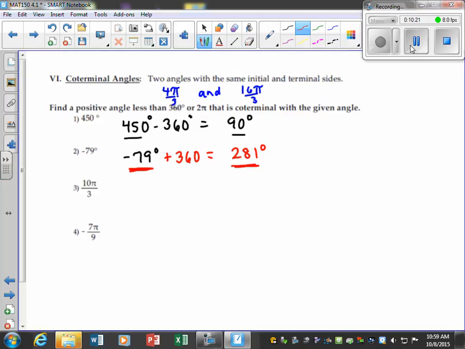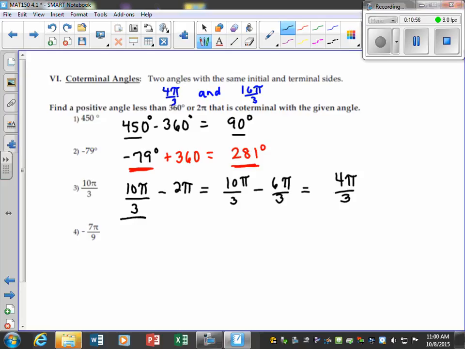Alright, this time we're going to be dealing with radians, so we want to answer in radians. If I am at 10 pi over 3, okay, and I wanted to take out a whole revolution all the way around, what would I take out in radians? Yeah, good. So I would take out 2 pi. Subtract out 2 pi. Now I'll write this out. You would need a common denominator. 10 pi over 3 minus 6 pi over 3. Get a common denominator there, and then just subtract that. So we would say 10 pi over 3 and 4 pi over 3 are coterminal.